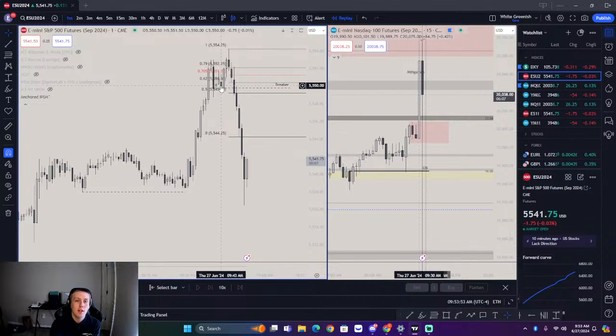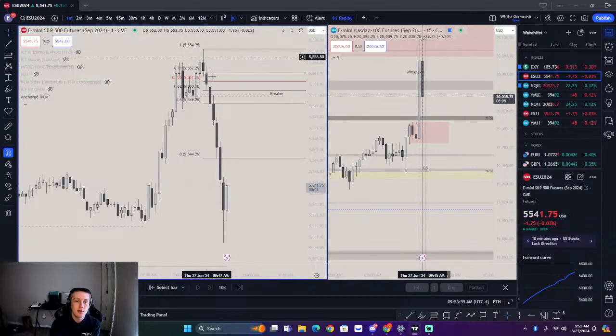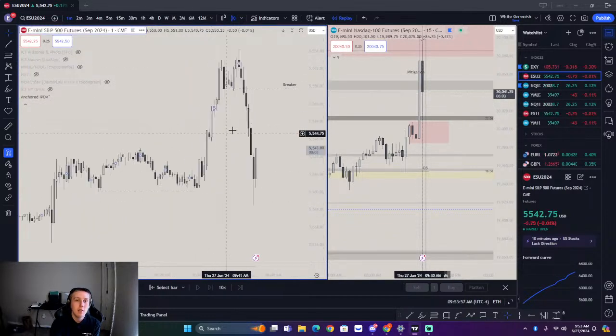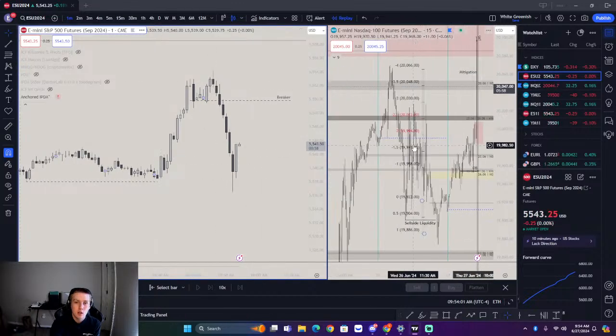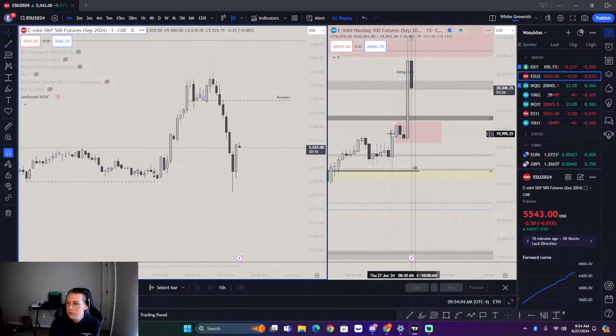I don't care to catch in on these moves. Just SMT then reprice lower. I mean, it does make a little bit of sense why it was pretty fast, because we had that SMT, so.